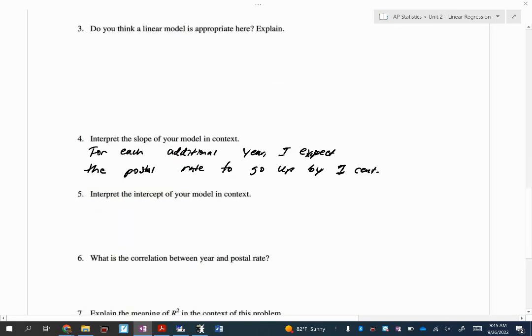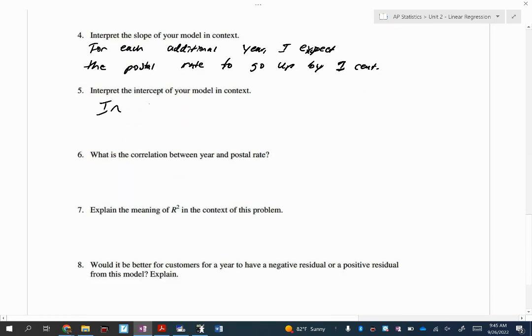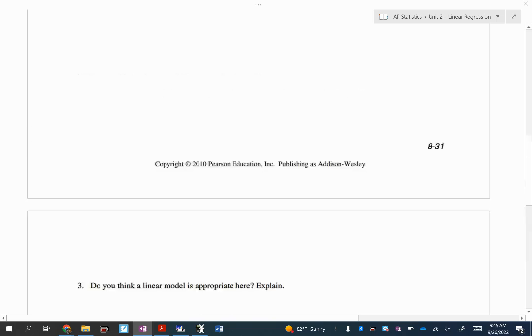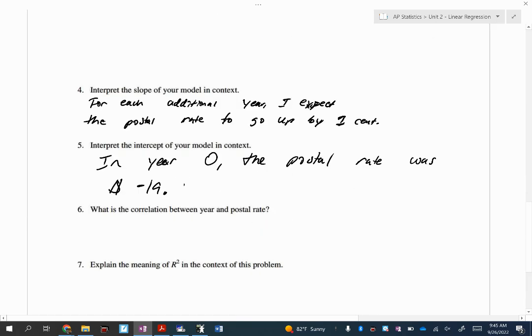So we're going to write down that in year 0, the postal rate was negative $19.93. And you don't have to write this, but I'm going to put down, this makes no sense. Again, you don't have to put that on the quiz if that's the case.